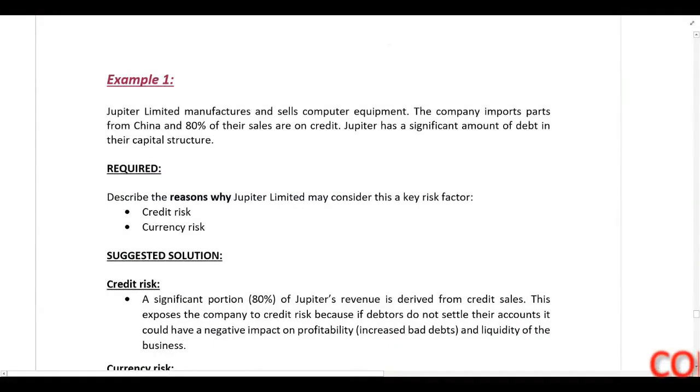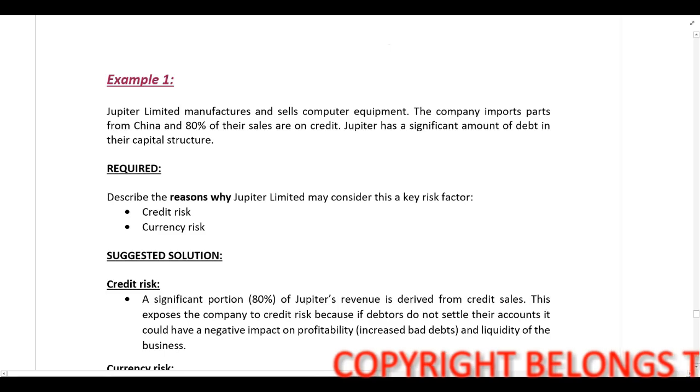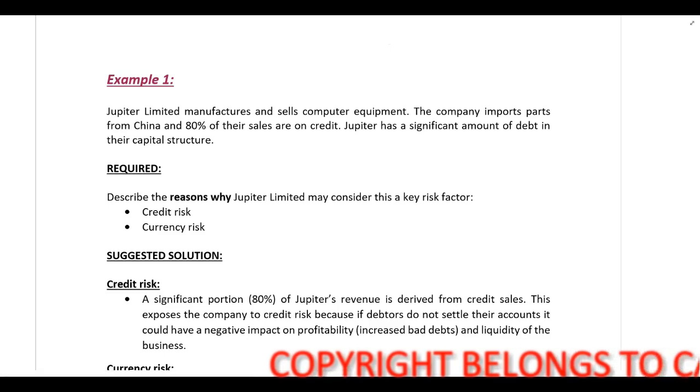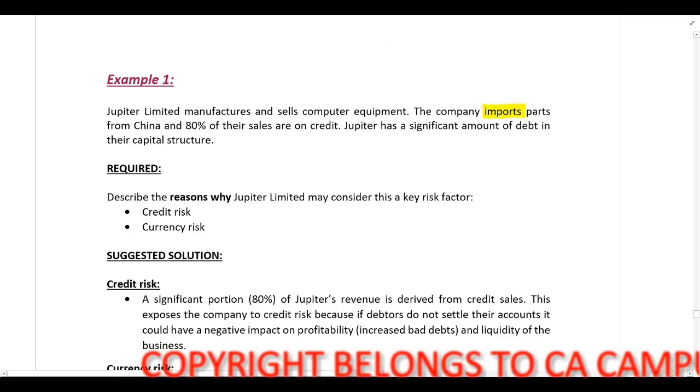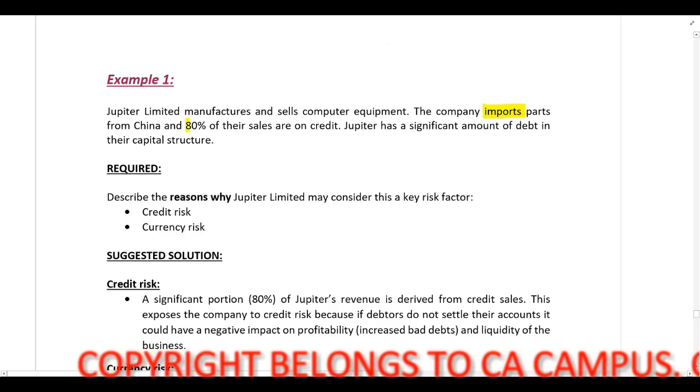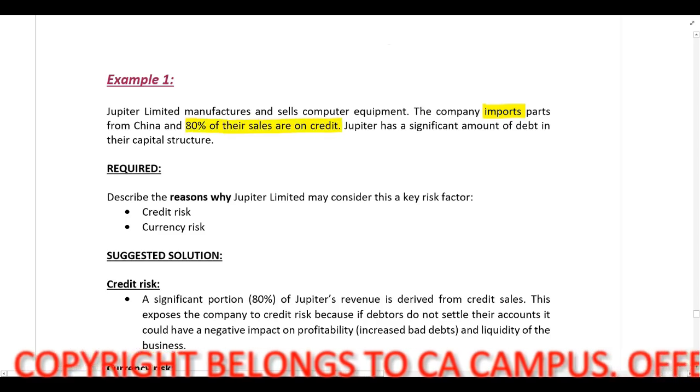We are now going to look at a couple of examples so that you can see how risk could be examined. So let's start with example 1. Jupiter Limited manufactures and sells computer equipment. The company imports parts from China and 80% of their sales are on credit.